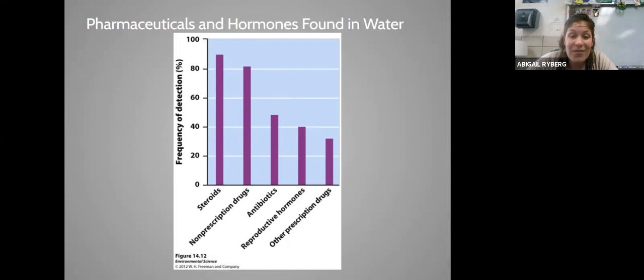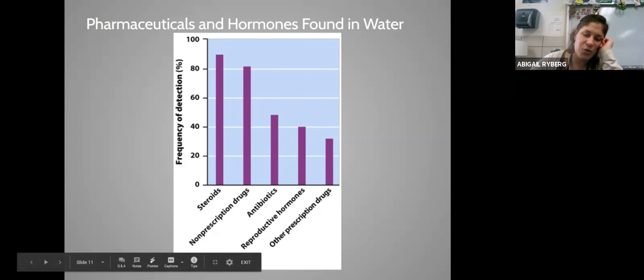Reproductive hormones were found in 40% of the water samples. I would say, if these have changed in any way, that might have gone up. That's basically birth control, right? Females taking birth control most often take a pill every day. The body absorbs the hormones that it needs, but also pees out a whole bunch of extra. And so we're seeing human reproductive hormones present in water samples. And then other prescription drugs is a little over 30.